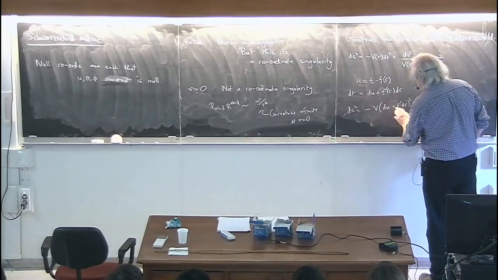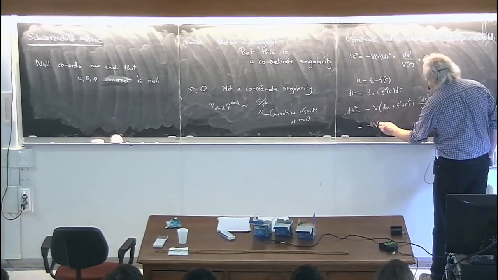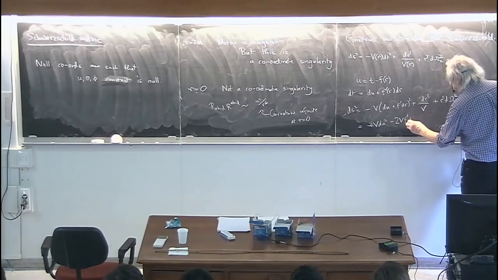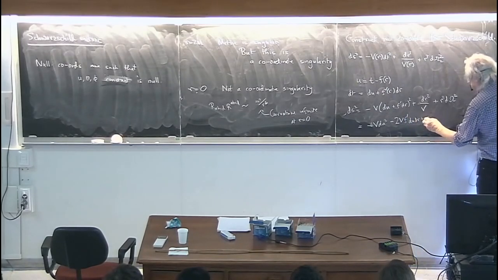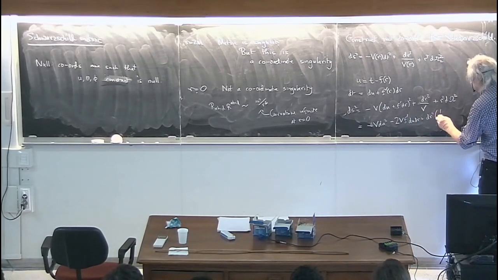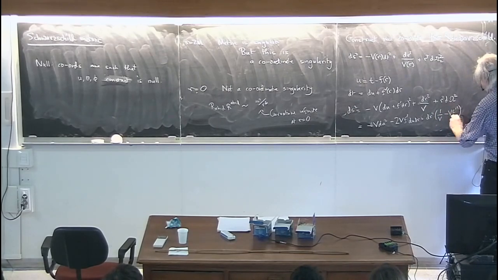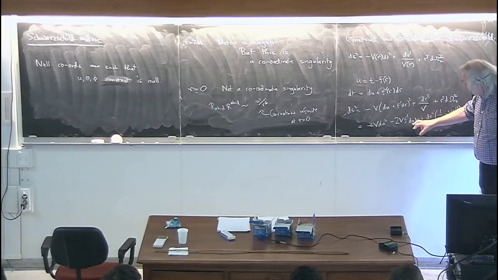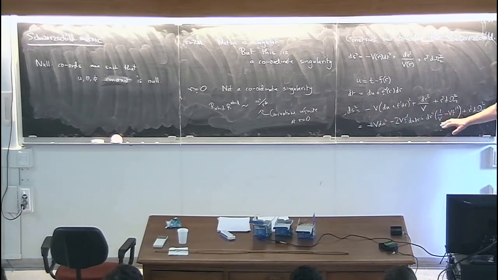Multiplying this out, you'll get minus v du squared minus 2v f prime du dr plus dr squared into 1 over v minus v f prime squared plus r squared d omega squared. So if this thing is equal to 0, that's what you need. If you fix u, theta and phi, then this is 0. You fix u, so that term is 0, that term is 0, and the whole thing will be 0 if this is 0. So that tells you to pick f prime is equal to 1 over v.